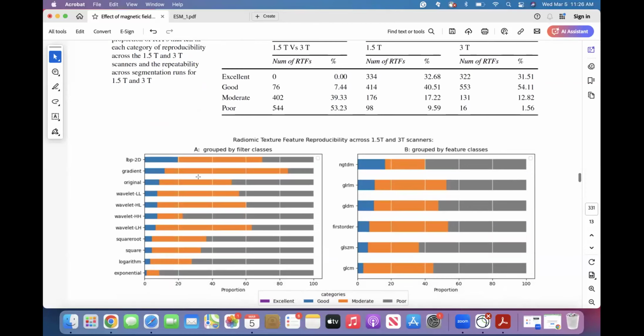Now, when we group these features according to their filter classes and sorted them by the proportion of features with good or better reproducibility, we realized that the top half of this list was dominated by the neighborhood-based operation filters, right? Which means that filters that extract or transform the image based on regions were less susceptible to these variations in image acquisition parameters and represent tissue characteristics more intrinsically.